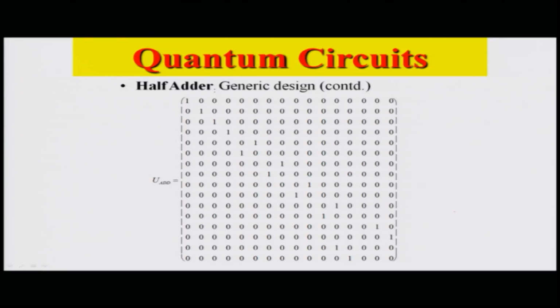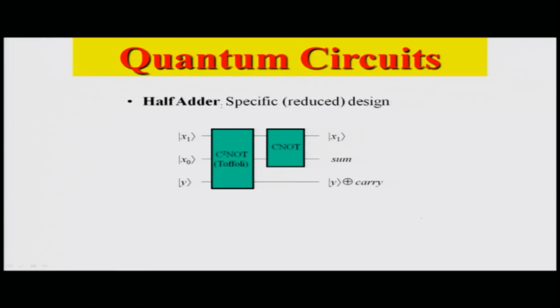So, a generic design can therefore be implemented by designing a matrix of this kind, where all these elements would then be going through the different principles as we have been discussing as of now, and the specific reduced design would then be comprised of a Toffoli, which is a controlled-NOT, and a CNOT, to finally give rise to the carry forward one as well as the sum of the two which we have used here on the control which is our x1.